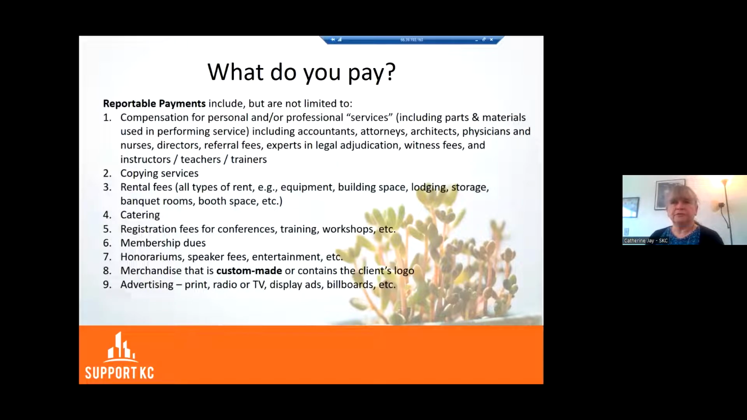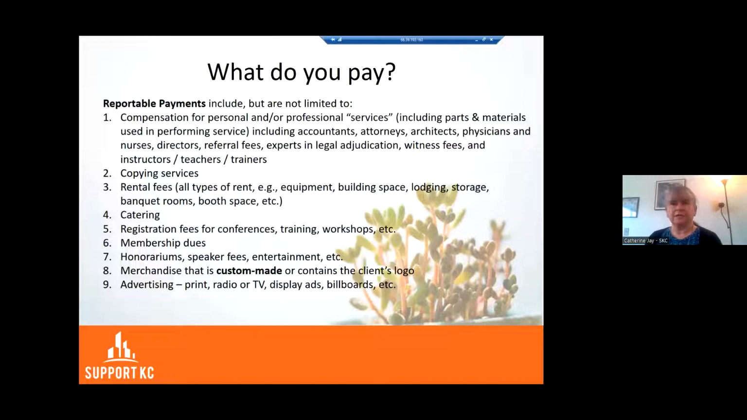And then once you've determined based on entity type who will need a 1099, then you also need to look at what types of payments have been made during the year. So we have a list here of reportable payments, and this is not all inclusive, it's just ones that we normally see. Compensation for personal and professional services, including accountants, attorneys, architects, doctors and nurses, teachers, and if you're paying any expert witnesses in any trials, those will need to be reported.